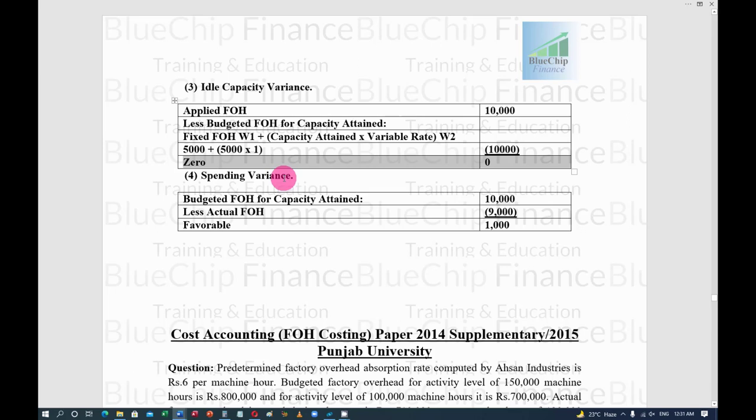After that, fourth requirement is to calculate the spending variance. Spending variance is equal to budgeted FH for capacity attained, which we already calculated here, that is 10,000, less actual FH, which is given in the question, is 9,000. So 10,000 minus 9,000 equals favorable 1,000.